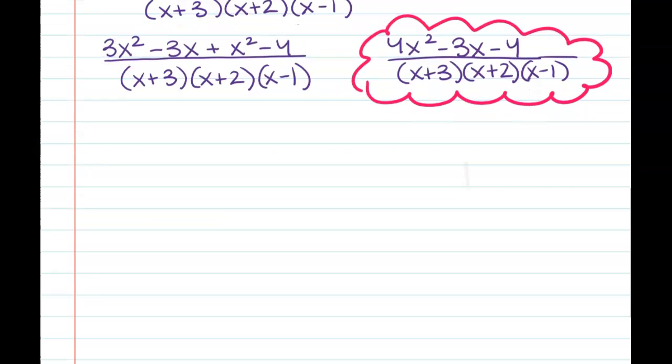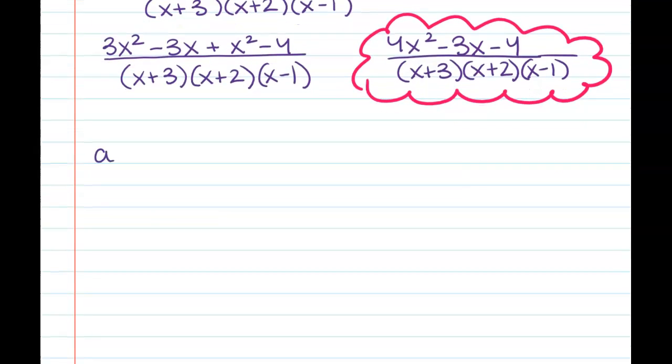For our last problem, let's do a minus 1 over 3a cubed minus 75a, minus 5 over 3a. So this looks a little different than the ones we've done, but the process is the same. We'll factor the denominators.